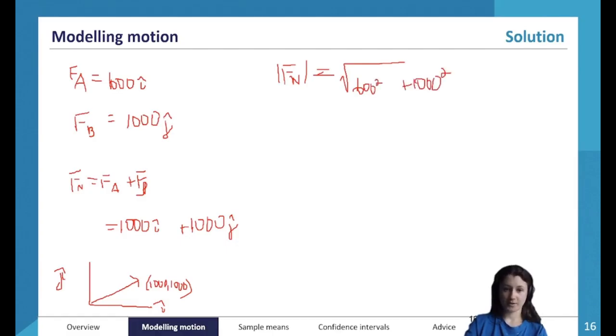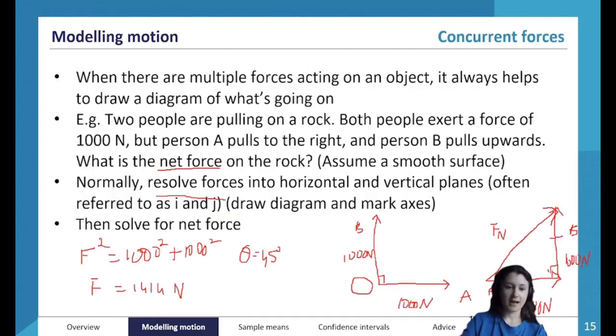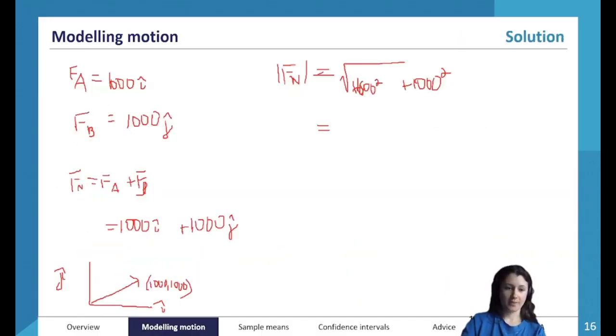Sorry, that looks like 600, but it's 1,000. And this is exactly the same maths that we did here. All right? And this gives us, again, 1,414 newtons. So we're getting the same answer, it's not even that the maths is too different, it's mostly just that the actual context is different. As I said, when you get into more complex questions, the maths might actually look a little bit different depending on how you figure it out.